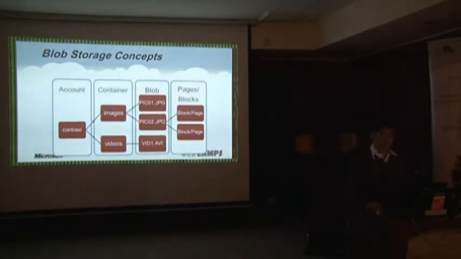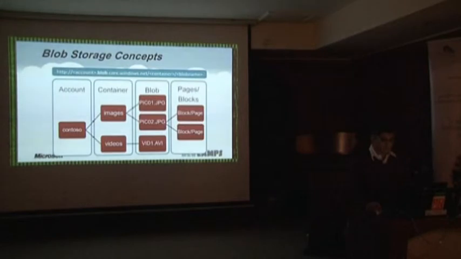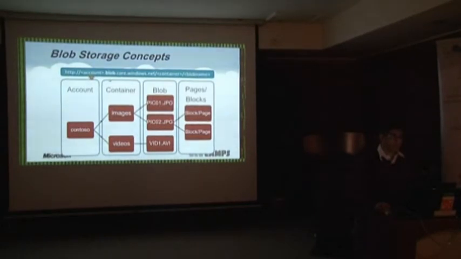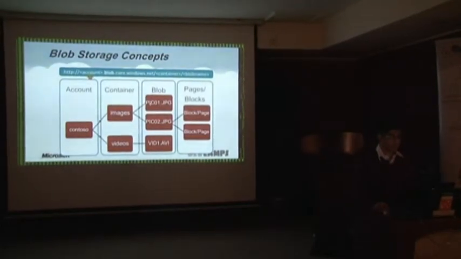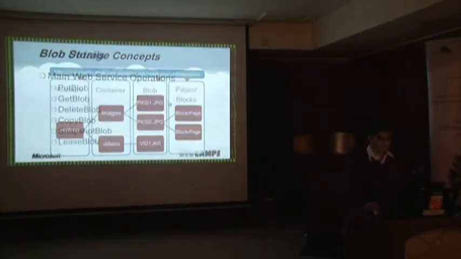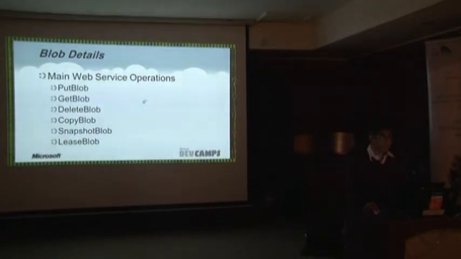Now the way you store these files is in two mechanisms. You can store them as a block or as a page. And the way you access them, as I showed you, you have your account name, wpdemo.blob.core.windows.net. You give it your container name and then you give it the blob name. So this is how you access your resources on the blob storage.